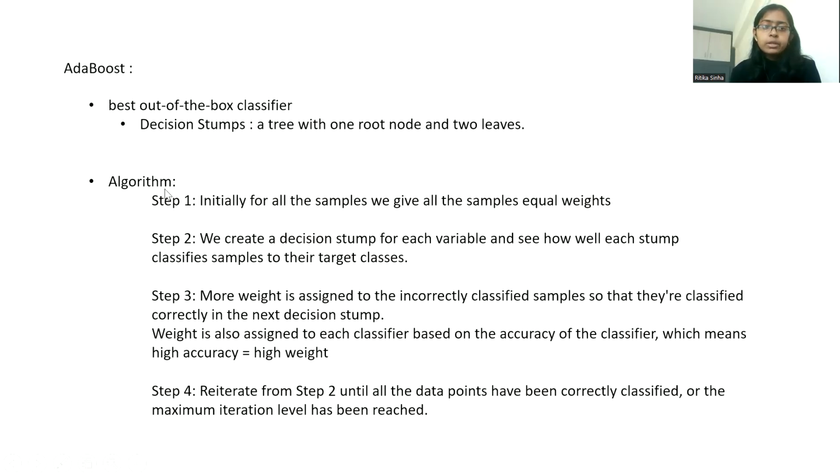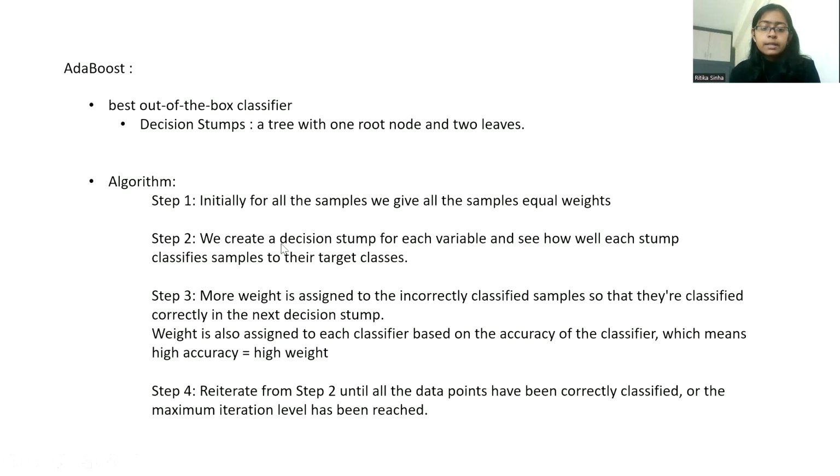Now let's see the algorithm for AdaBoost. Step 1. A weak classifier, for example, a decision stump, is made on top of the training data based on the weighted samples. Here the weights of each sample indicate how important it is to be correctly classified. Initially, we give all the samples equal weights.